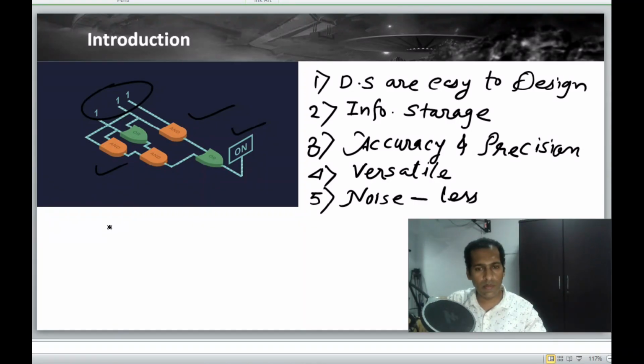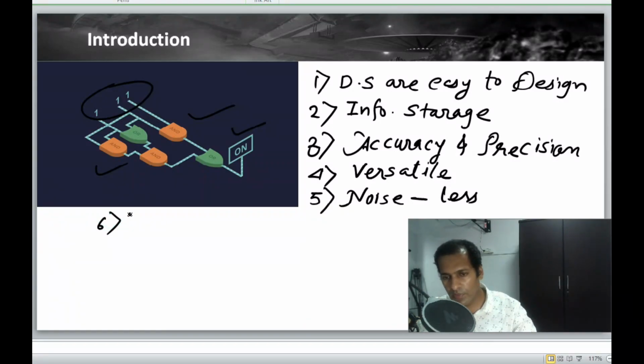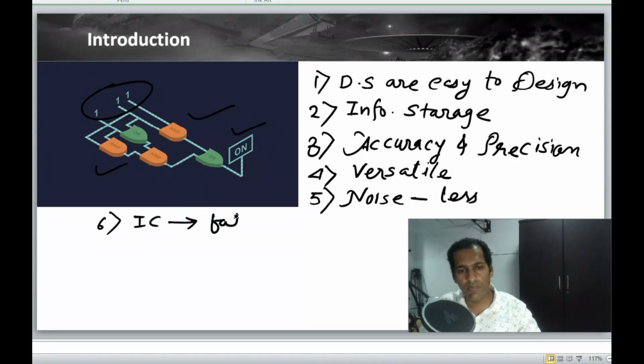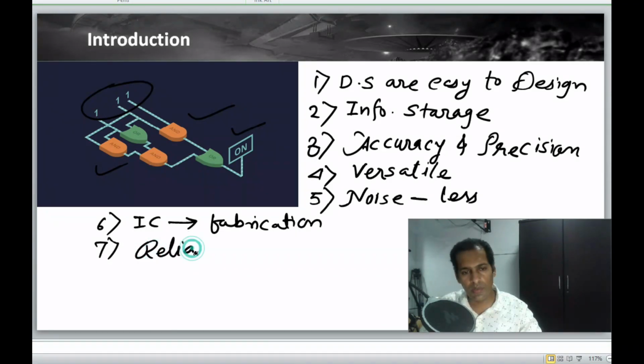Then, another most important parameter which makes possible memory cards, microprocessors, controllers, or what we call ICs, is that more digital circuits can be fabricated on ICs. So this fabrication is easy, and we can add that point also as our advantage. In our list we can also add that they are more reliable than analog systems. So reliability is more. Fine.